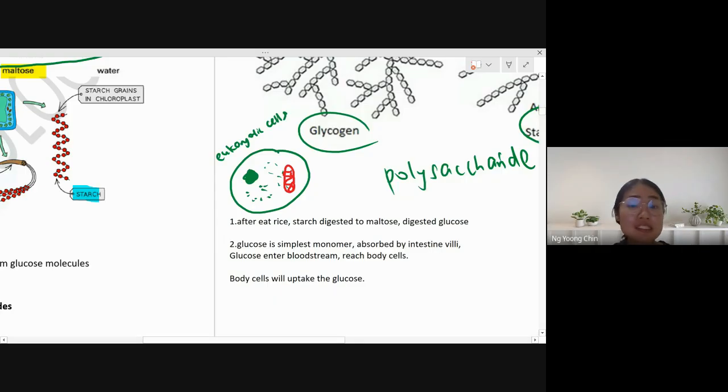Previously we discussed eukaryotic cells and prokaryotic cells. Eukaryotic cells refer to animal cells, plant cells, and fungi. All of them have mitochondria, except prokaryotic cells. Prokaryotic cells belong to bacteria, and bacteria don't have mitochondria. So bacteria usually do anaerobic respiration. However, eukaryotic cells, because they have mitochondria, are able to conduct aerobic respiration.